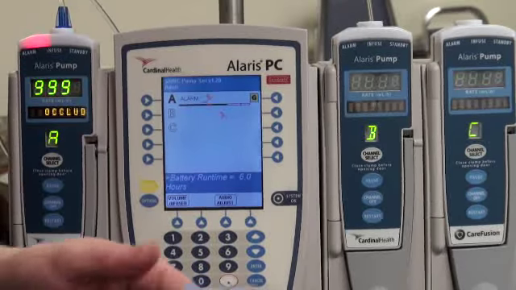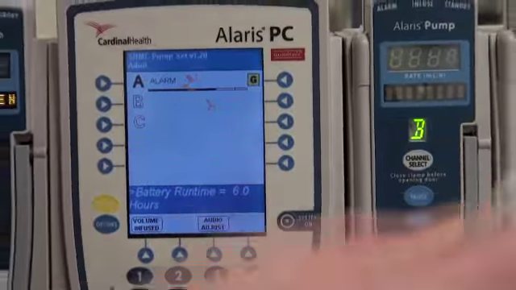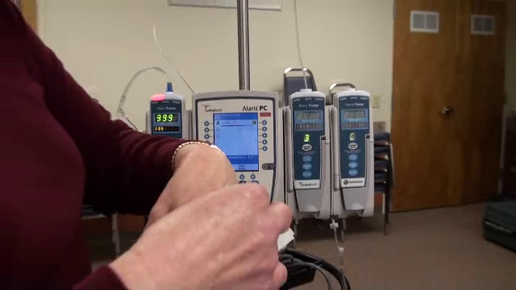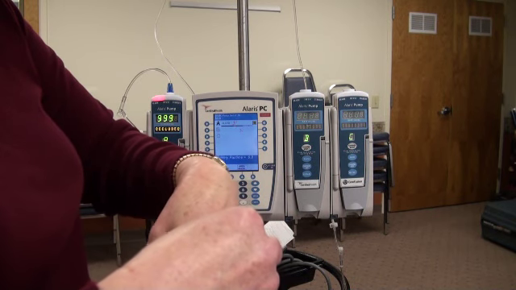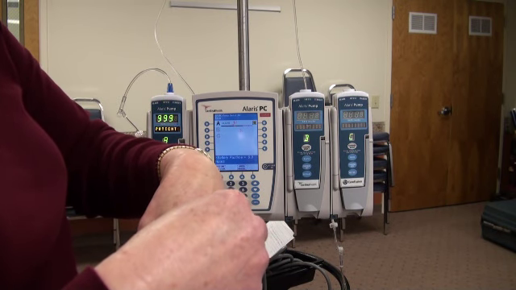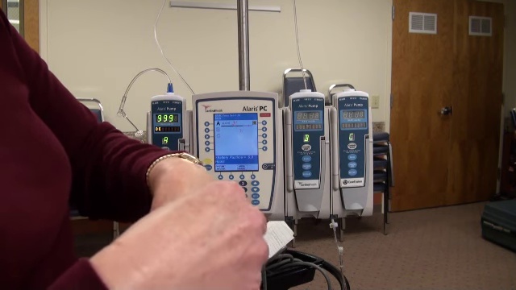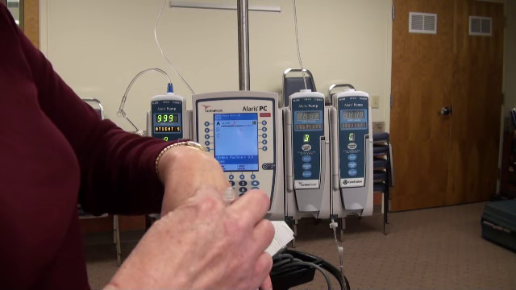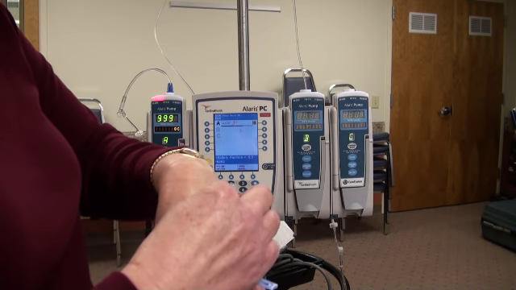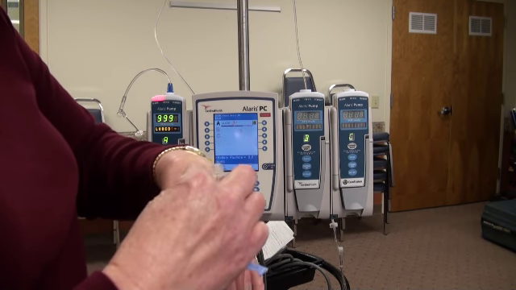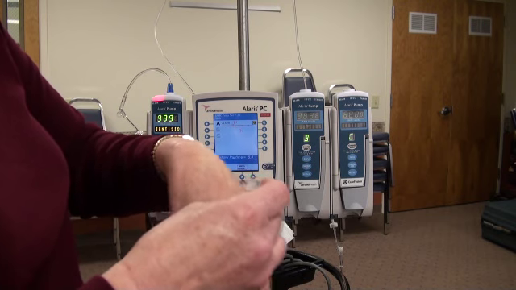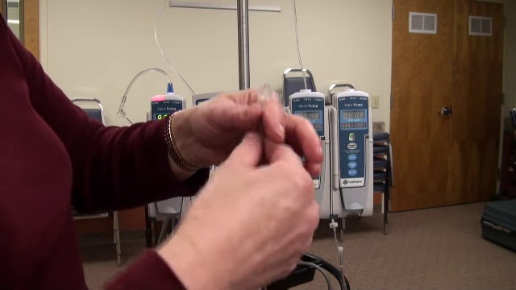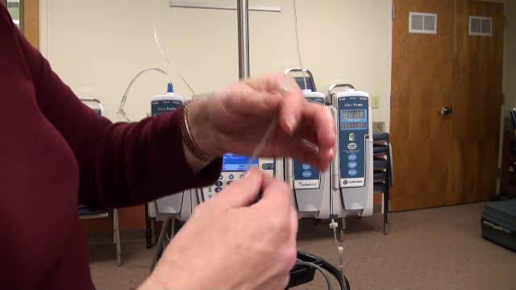Okay, so we have to look now at our IV site. Remember, this is connected into the patient. The alarm's going to keep beeping until we correct this. And this is where you start looking. Look at your IV site, feel it. Make sure it's not infiltrated. If it feels soft, no infiltration, start looking up the IV line.